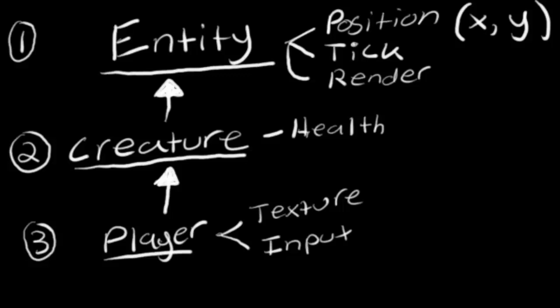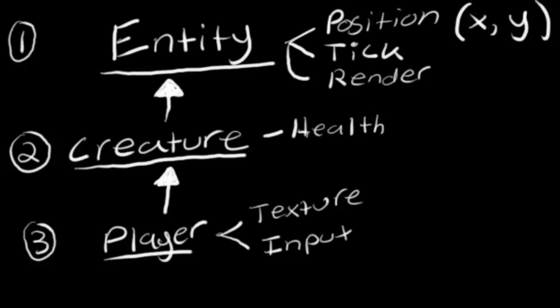Now, what does every single entity need? What does the entity class need to have? Well, every single entity is going to have a position on the screen, an x and y coordinate to be drawn to on the screen. Every single entity is also going to need a tick method so that it can update all of its variables, as well as a render method so it can draw itself to the screen.